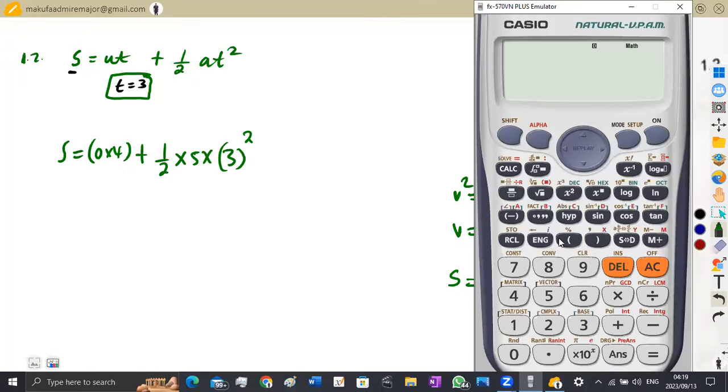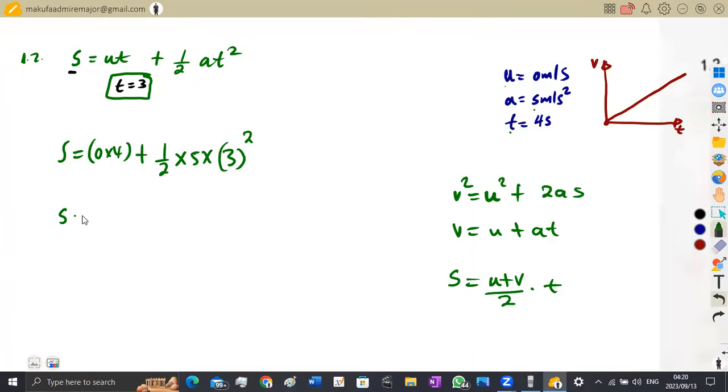Like I said, I'm going to explain another way. So 0 times 4 here, guys, that's a 0. Yes, you can just use your calculator, but you know that's a 0 there, plus half of 5 times 3 squared in this case. So that is 3 squared, which is going to give us 22.5 meters. So we are going to have our S as 22.5 in meters. So that is the whole idea of our question.